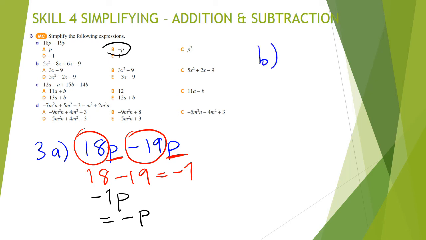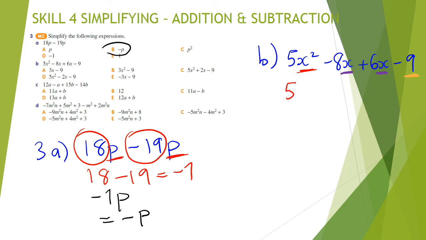With question 3b, we've got 5x squared take 8x plus 6x take 9. We look for like terms. Here we've got an x squared, then we've got an x and a number by itself. So there's no other x squareds. The second term is an x, the third term is an x, and the term on the end is what we call a constant because it's a number without a letter. So we collect any like terms. The middle two are the only like terms.